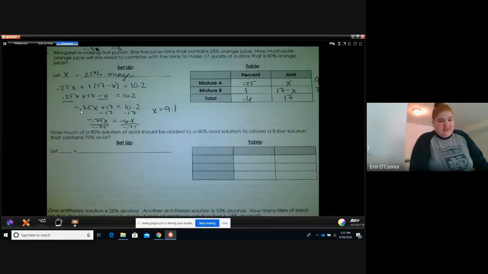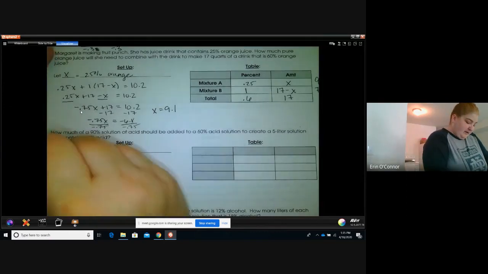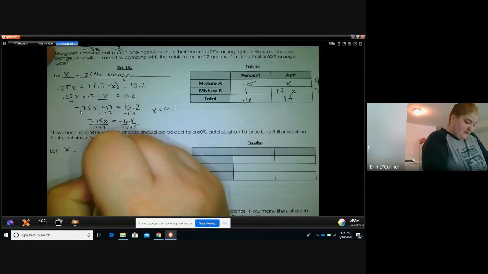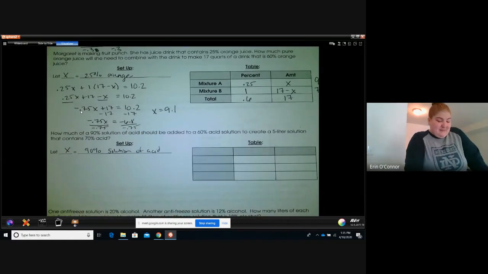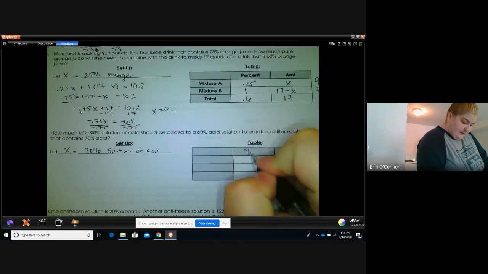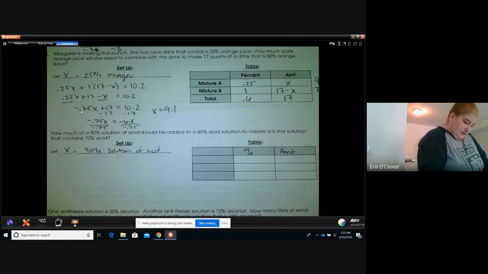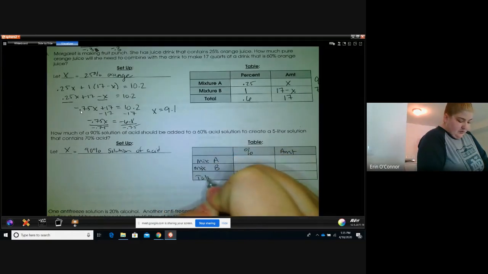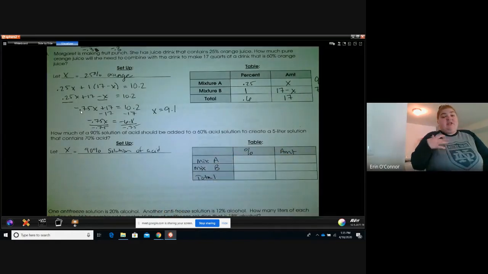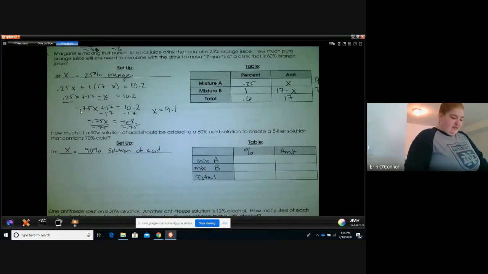How much of a 90% solution of acid, so that's the first one we're talking about, so X is going to be the 90% solution of acid, should be added to 60% acid solution to create a 5-liter solution that contains 70% acid. So this is percent, this is amount, this is mix A, this is mix B, and this is total. And the reason I left these ones blank is so that you guys can get used to making your own table, because if you were to take a standardized test tomorrow, they're not going to give you a table. You have to be able to do this yourself.